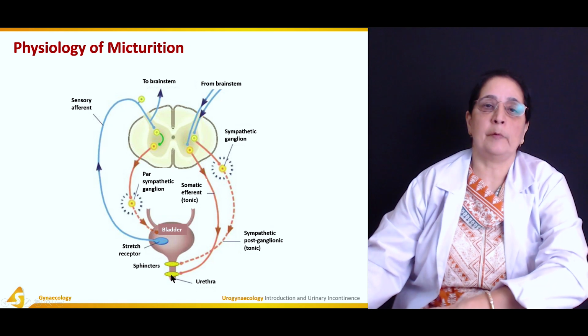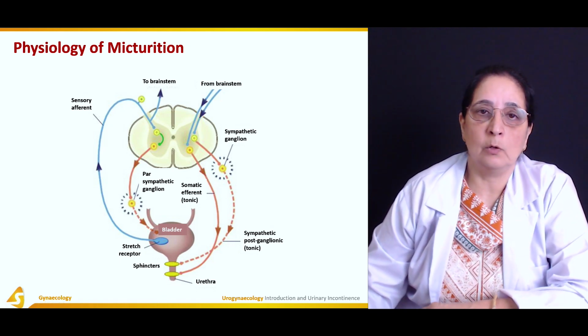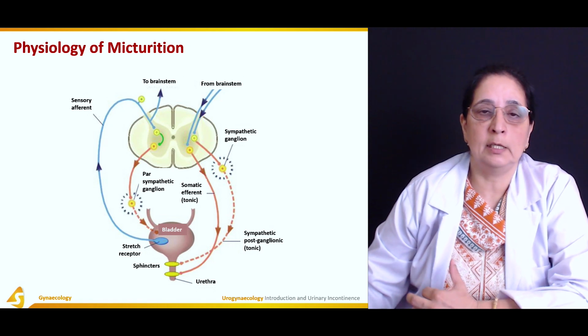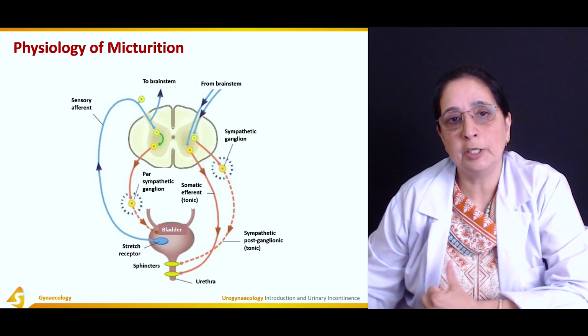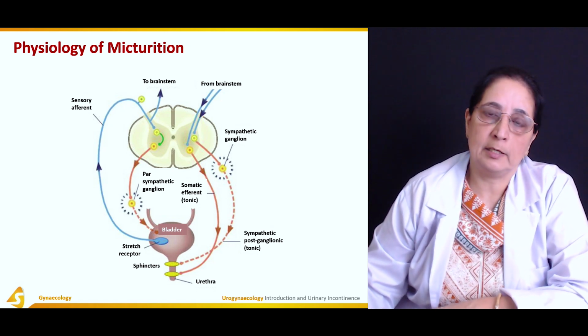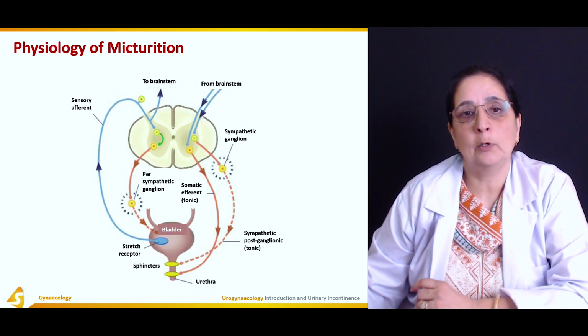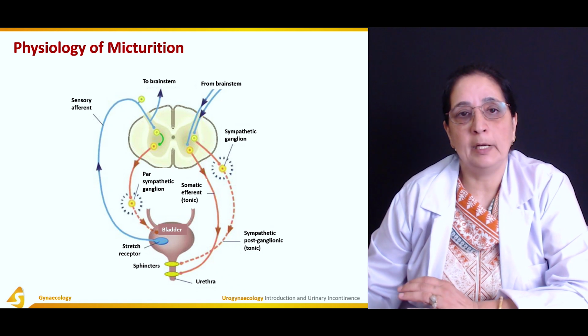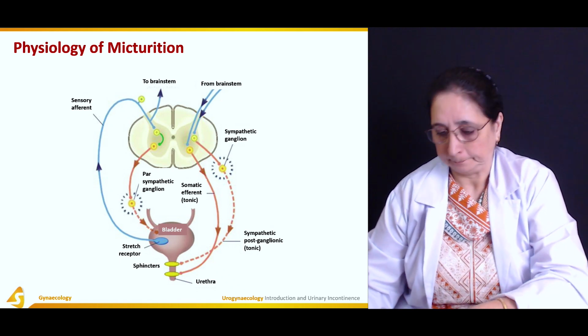But the external sphincter, we can control it voluntarily. So if there is a strong urge to urinate, we can control the external sphincter, and up to a certain limit we can control the opening so the dribbling or the urination cannot take place.